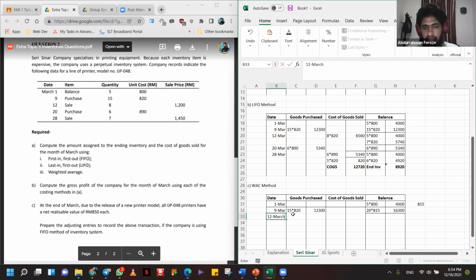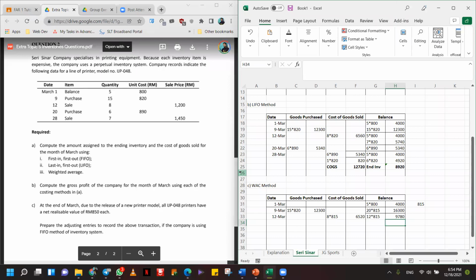So over here on 12th March, we sold 8 of these items. We have to cost it at the average cost, which is 8 into 815, which is 6,520, right? And so what is remaining? 12 will remain, right? 12 into 815, which would equal 9,780. Was that clear? Do you guys get that? How the weighted average cost works?